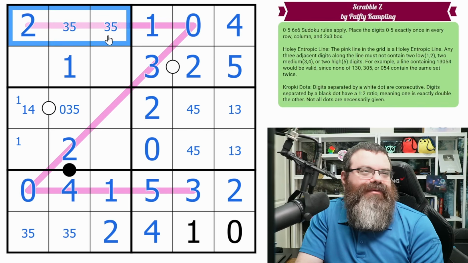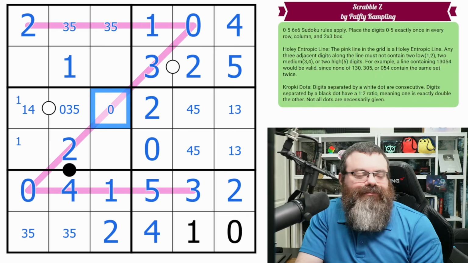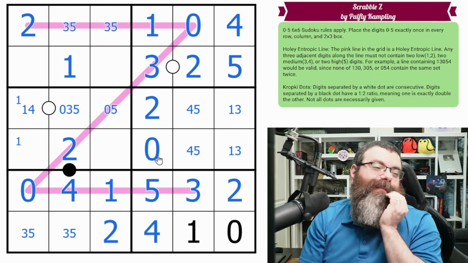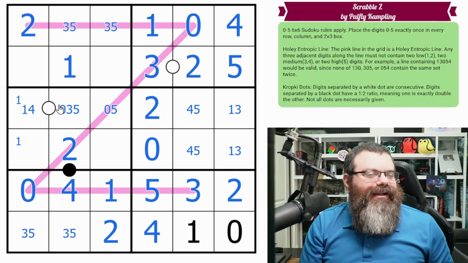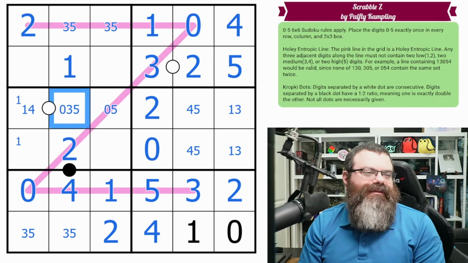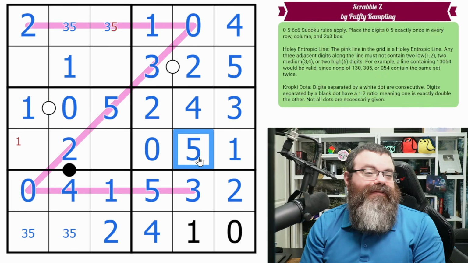What about, so this group of 3 is fine. 2, 3, 5. This group of 3 is fine. 1, 3, 5. This group of 3 is fine. What about this group of 3? We have a 2 and a 3. So this could be 0, or it could be the high 5. High 5. All right. Oh, 0 in this column goes here, though. So that's a 1 and that's a 5. And we get the 4 and the 3 and the 1 and the 5.